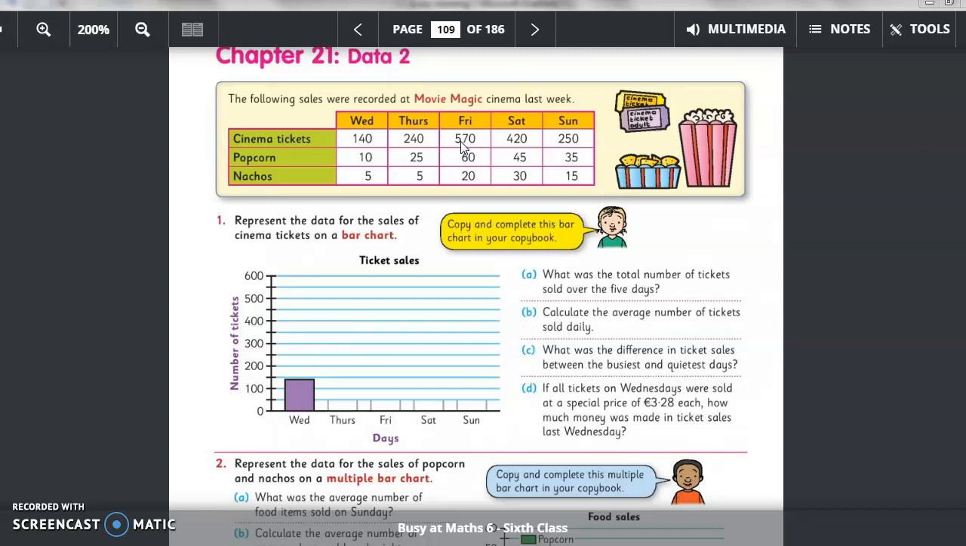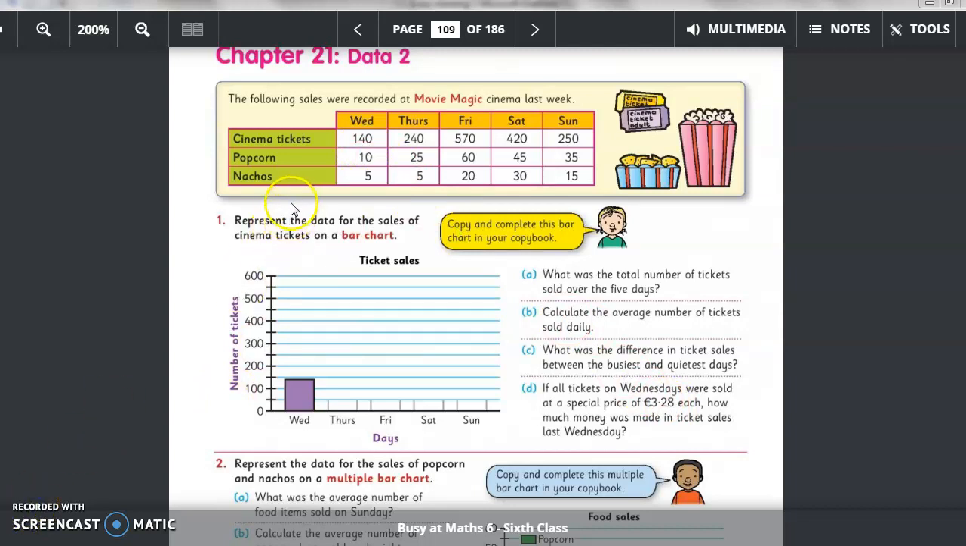D, if all tickets on Wednesdays were sold at a special price of €3.28, how much money was made in the ticket sales last Wednesday? So each ticket was €3.28 and you sold 140. So you need to multiply those. Remember, when you're multiplying, ignore the decimal point. Put 328 on top. Multiply it by 140.